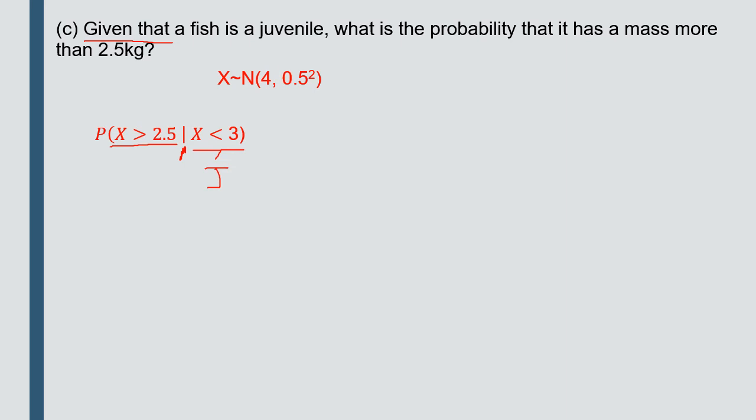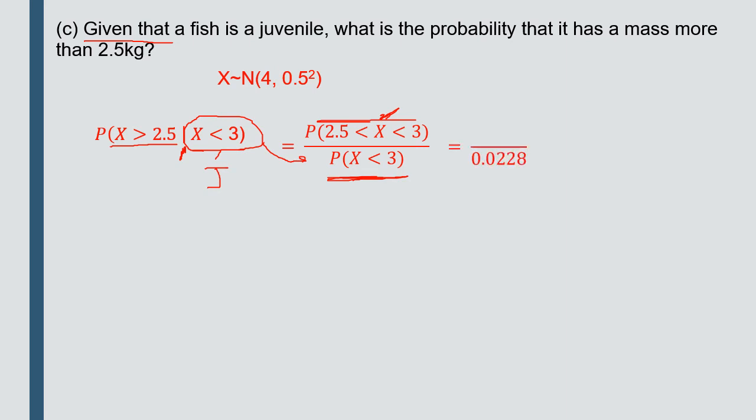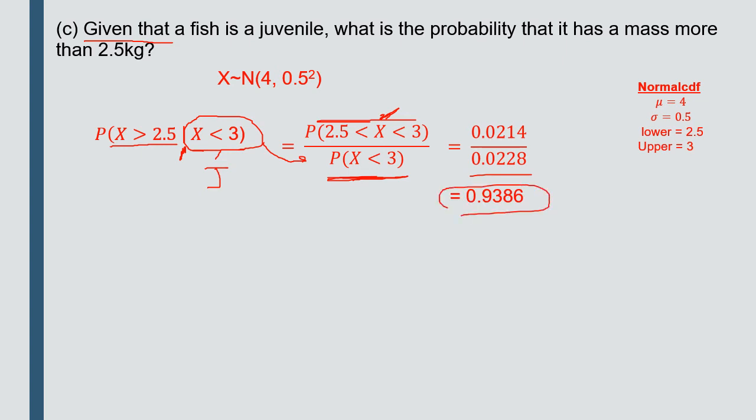Think in my formula. The top of the formula for this is these two combined. That means I want to be greater than 2.5 and less than 3, which is where I've got this from. On the bottom, it is just what I am given, which is this. So I know it's limited. This formula is telling me, well, I know I'm down to these juveniles. How many of them are between 2.5 and 3? So here, we've got this one from earlier, we worked out in part A, and work the top one out, normal CDF, 4, a half, lower 2.5, upper 3, and it should come out as 0.0214. And the final answer, 0.9386.